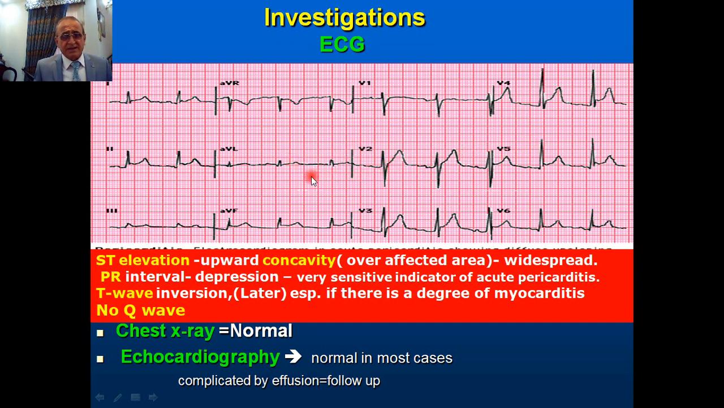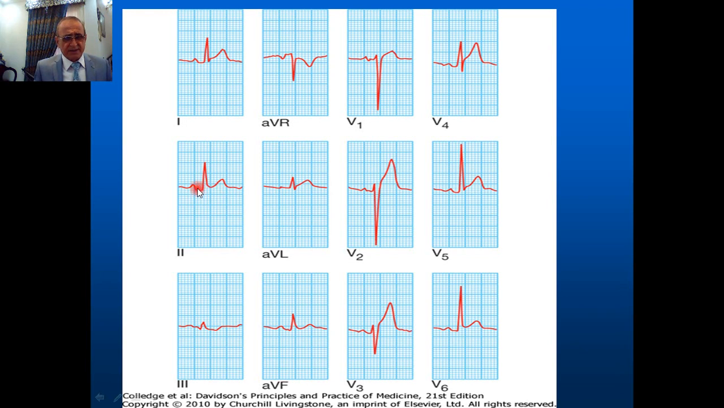Number three, there is T inversion in pericarditis, especially when there's coexisting myocarditis. But the T inversion usually occurs when the ST returns to normal, while in myocardial infarction, the T inversion can occur even when the ST is elevated. The fourth difference, which is most important, is that there will be no Q wave in the ECG of pericarditis, because there is no necrosis. And the fifth, which is a bit difficult, is the PR segment depression. And here is a more clear one for PR segment depression.